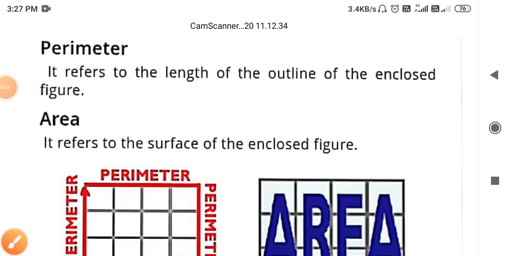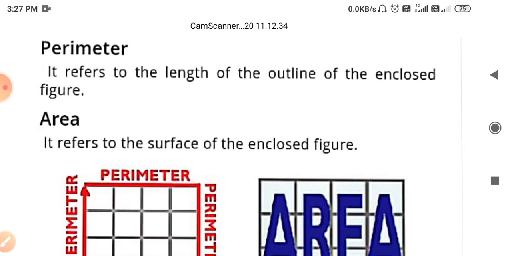Hello, my dear students. Today we are going to discuss the topic perimeter and area. This chapter appears in classes 6, 7, 8, and 9, but this topic discusses class 7th perimeter and area.